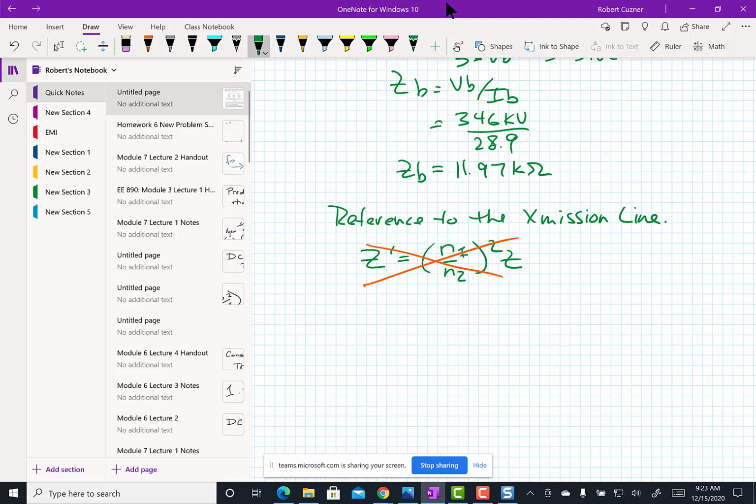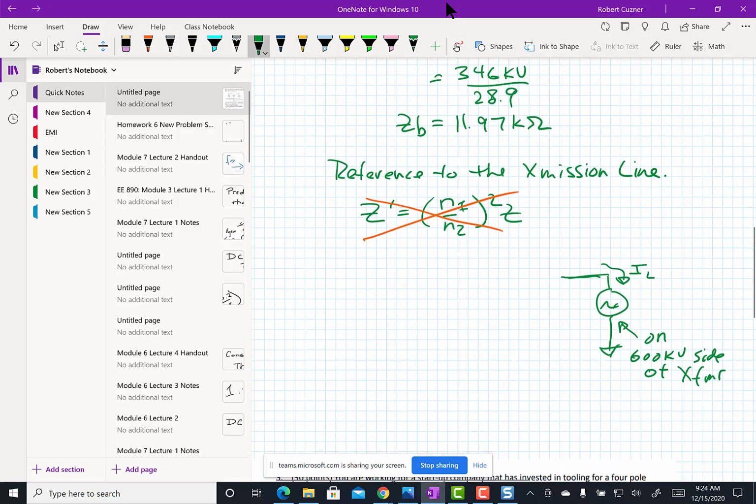So the circuit is like this. At the load end, we have a voltage, and we have a current that we are going to find. It's a line current. In line to neutral circuits, you got to find the line current. Now this line to neutral voltage is on the 600 kV side of the transformer. This is where I'd say 90% of the class did this wrong, which is really discouraging to me to see, okay?